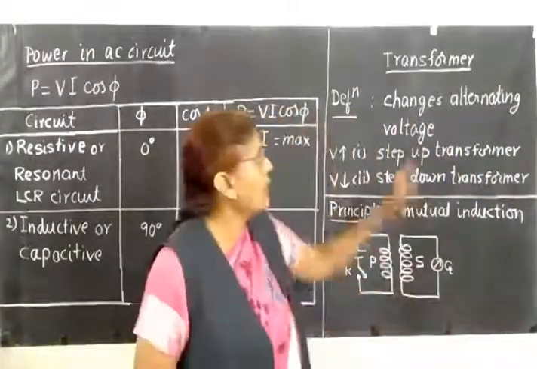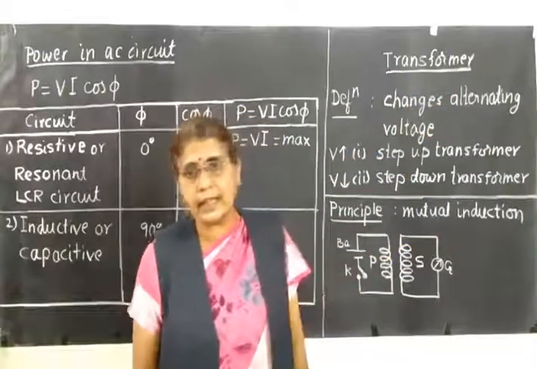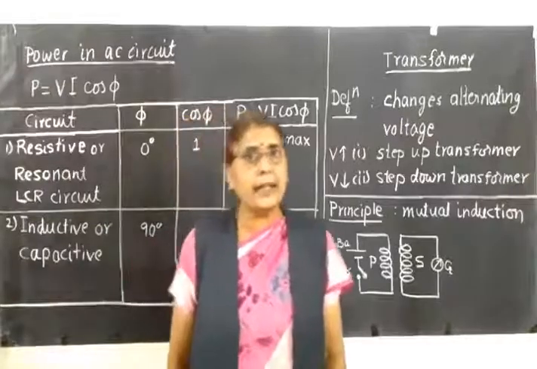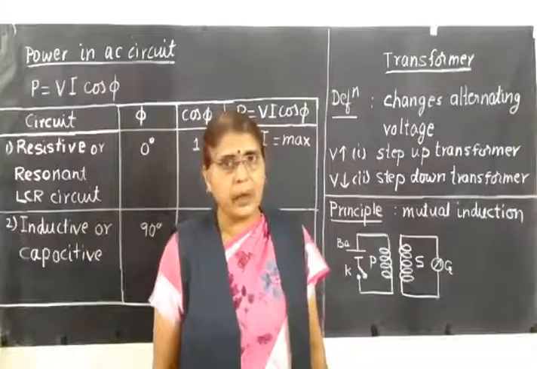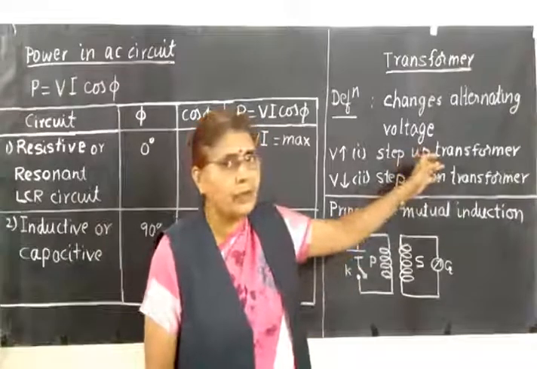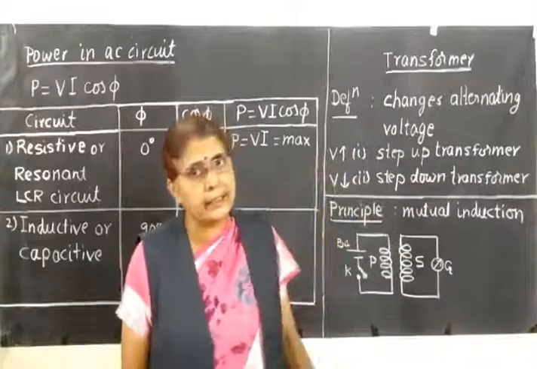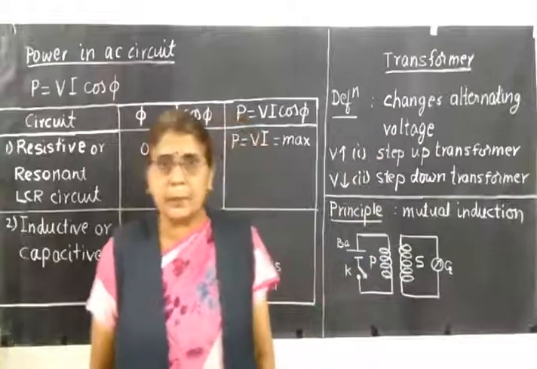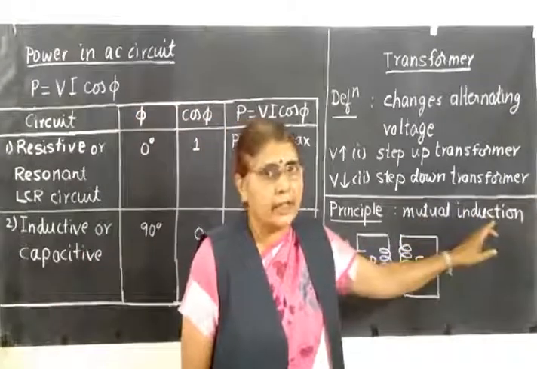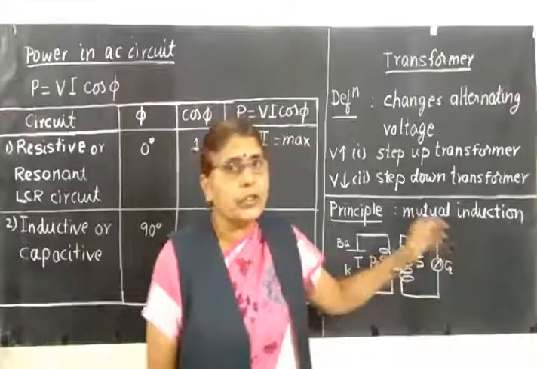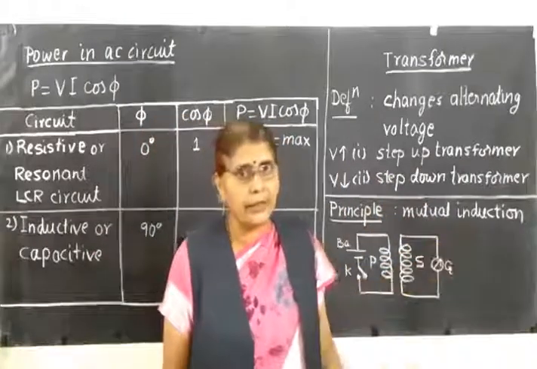And just now we have studied about a transformer, its definition and principle. What is a transformer? A transformer is a device that changes the alternating voltage. Accordingly, we have two types of transformer, step up and step down. One increases the voltage, another decreases the voltage. And what is the principle of a transformer? It is based on the phenomenon of mutual induction. What is mutual induction? You change the current in one coil and you are inducing EMF in another neighboring coil.